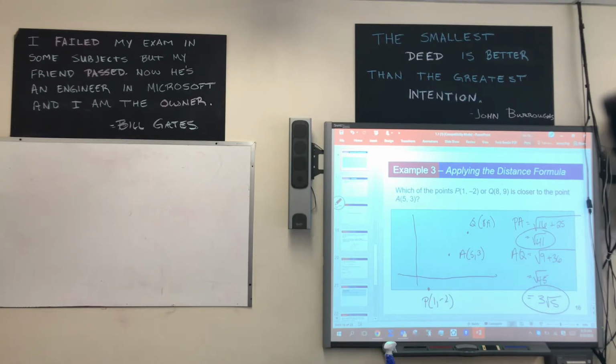Okay. If I'm going to compare things on a number line, I usually like them to be in the same format, right? Okay. So, is that all right, everyone?